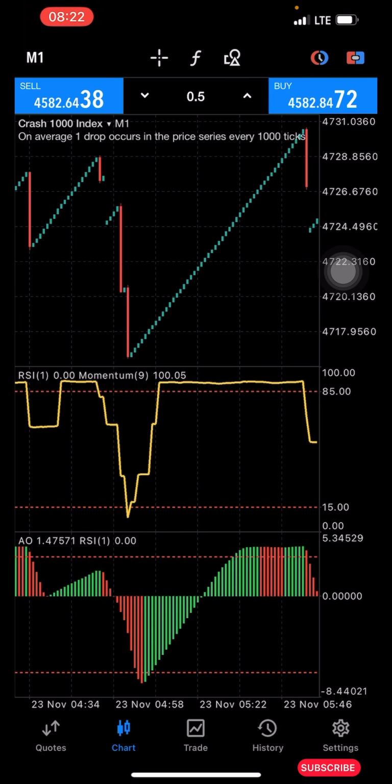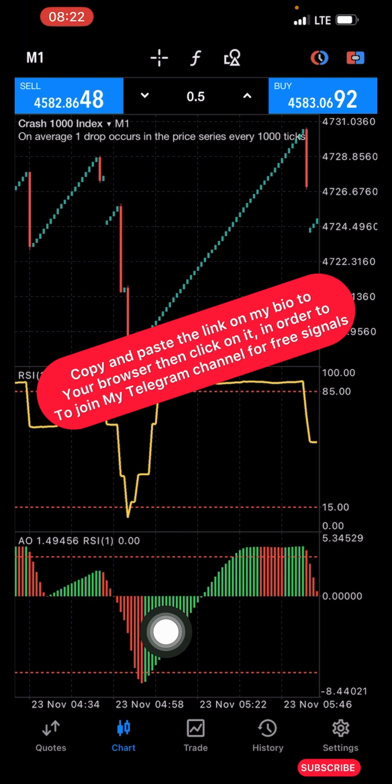Now this is how the strategy works. You can see here we have two indicators, the indicator window 1 and the indicator window 2. On the indicator window 1 we have the momentum indicator, which shows when price is extremely moving towards the downward direction. And here on the indicator window 2 we have the awesome oscillator, which will show you when to take your entry in the market.